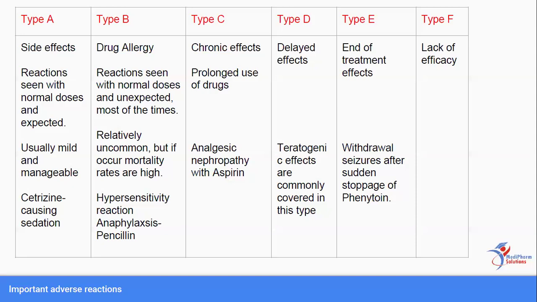Whereas type B reactions occur most commonly with drug allergies. What does this type B reaction mean? It is unexpected, but it can happen with normal doses. One example of that is penicillin, which can cause anaphylaxis. The best example for type B reaction is a hypersensitivity reaction.